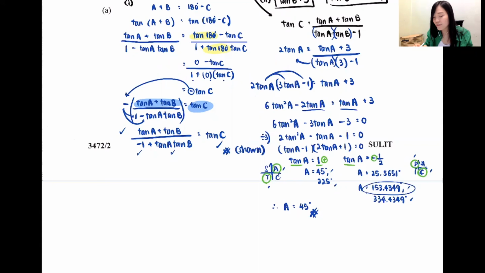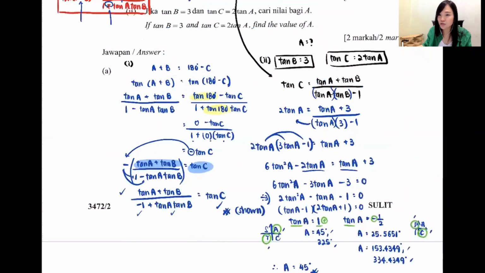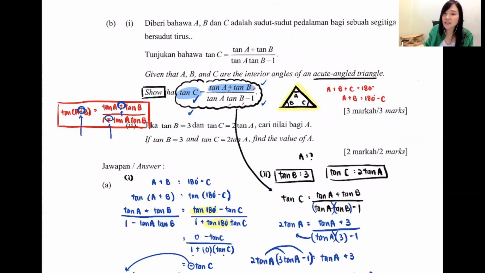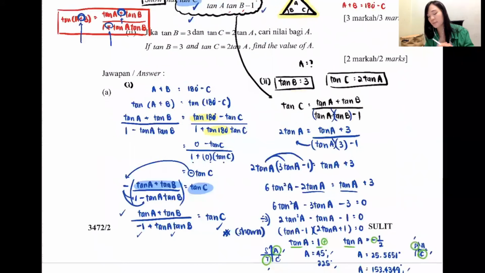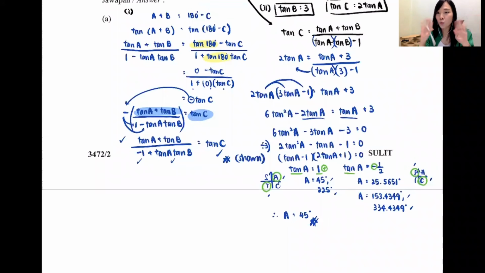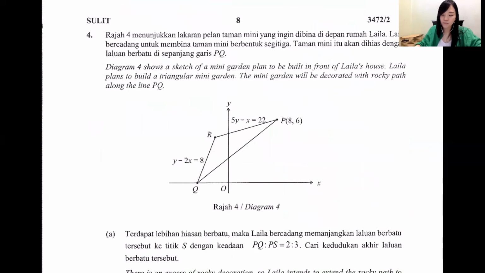Then maybe you tell me, then teacher, 153 there? 153 also doesn't make sense. Why 153 doesn't make sense? Because do you still remember this question? They say ABC are the interior angle of an acute angle triangle. So at the start, I already explained to you, acute angle triangle means every single angle won't be more than 90 because acute means less than 90. So that's the reason my answer definitely less than 90, which is only 45 degree. Done. So far, so good. Let's go on, guys. 5, 4, 3, 2, 1. Done. Next question, 4.